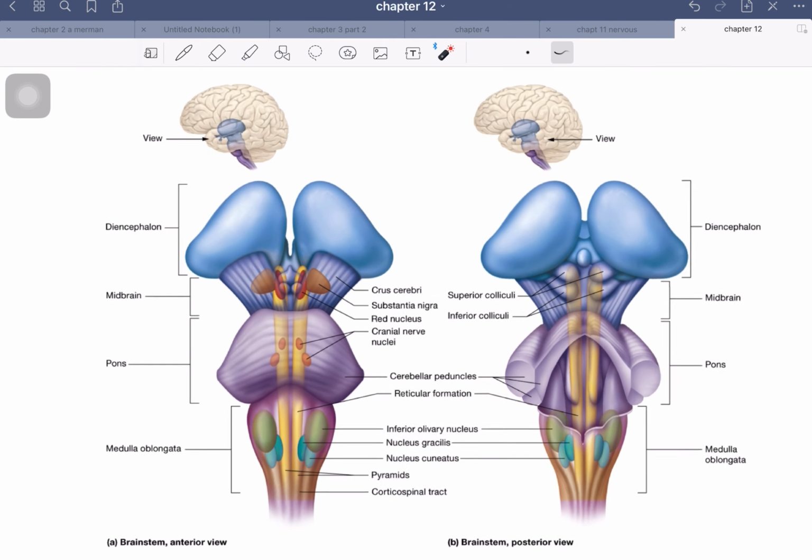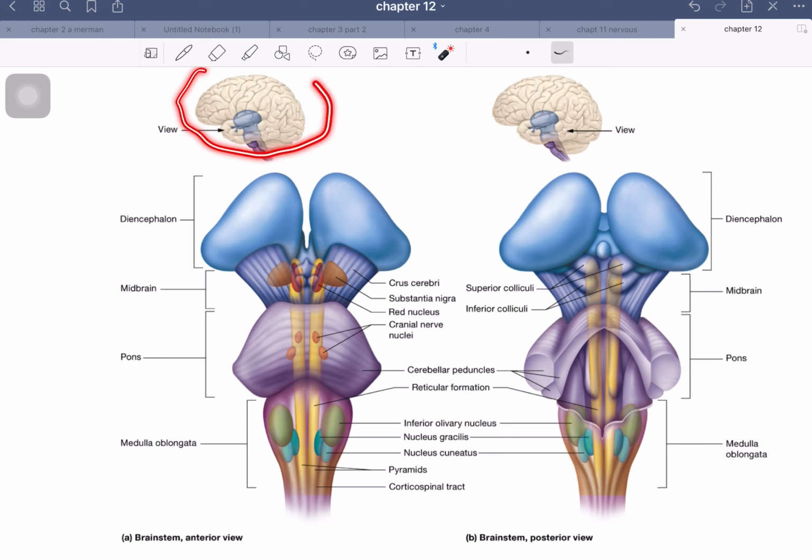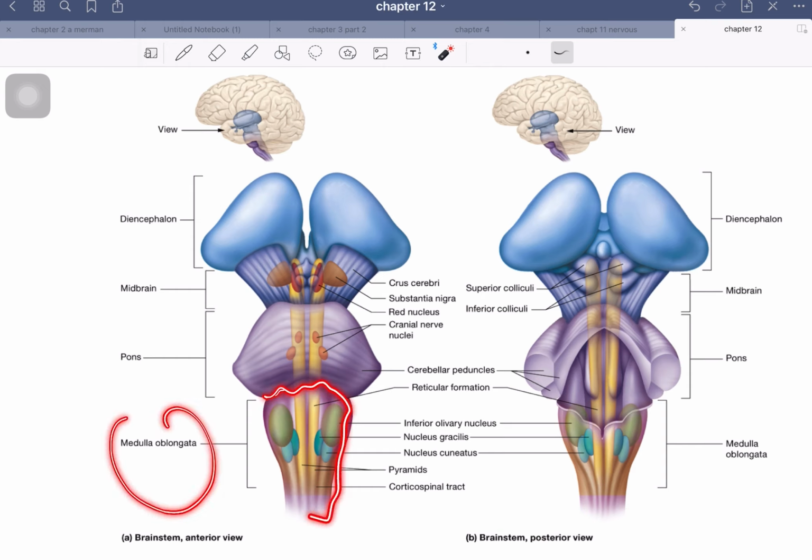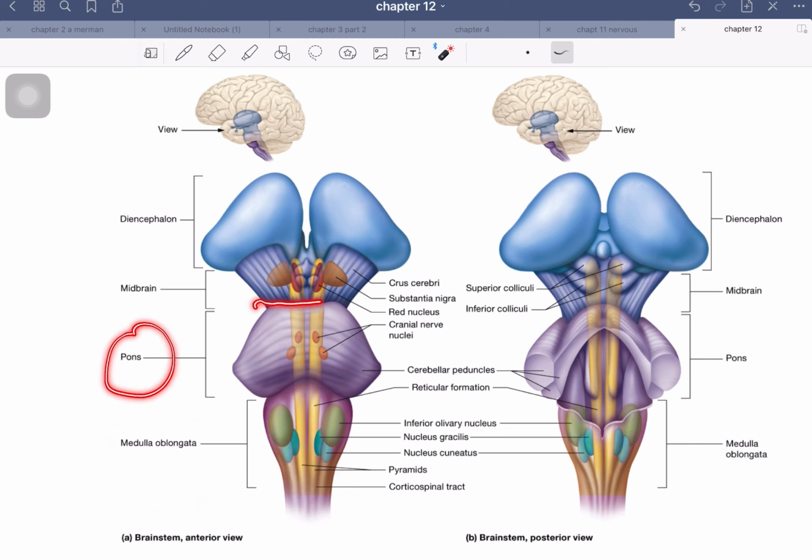And here's sort of an overview. You can see here's an overview of the brain, and you can see we removed the cerebral hemispheres so you can actually look at these structures. And this is the view. So we're looking from an anterior view, and that's what we're looking at here. And you can see here some of the structures we're going to come across. We have the medulla oblongata here. We have the pons in this region, and we have the midbrain right here. And of course, sitting up here is the diencephalon, which we had talked about in previous videos.